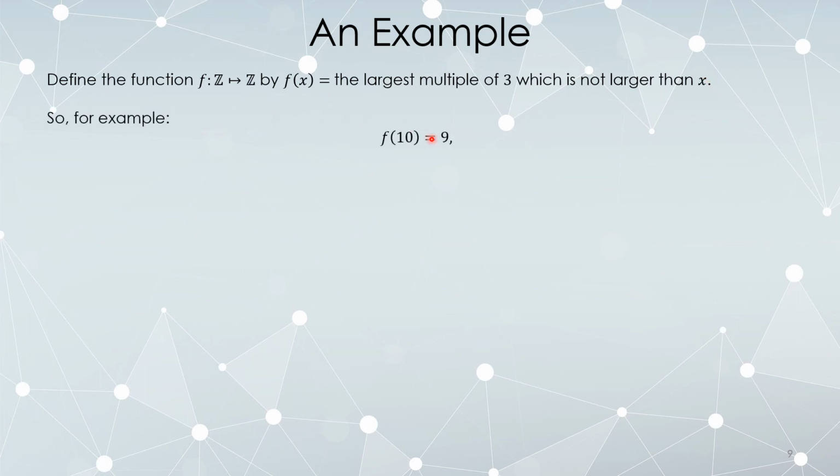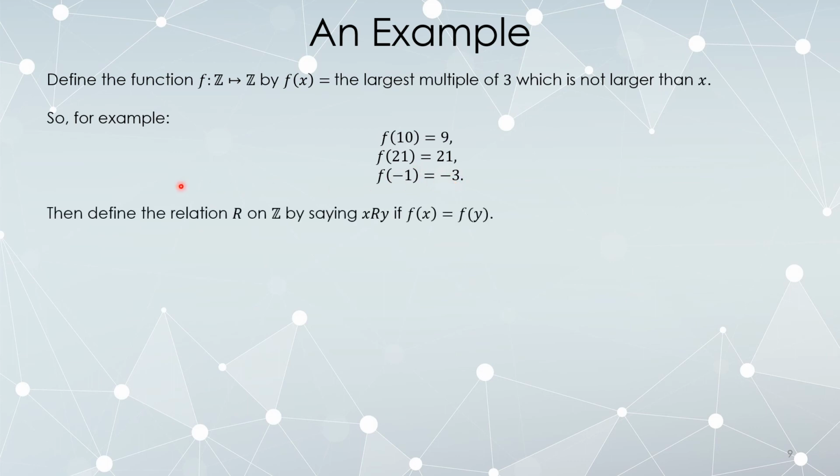So for example, what's the largest multiple of 3 not bigger than 10? 9. What's the largest multiple of 3 not bigger than 21? 21 is not bigger than 21. What's the largest multiple of 3 not bigger than -1? It's not actually 0, because 0 is bigger than -1. It's -3.